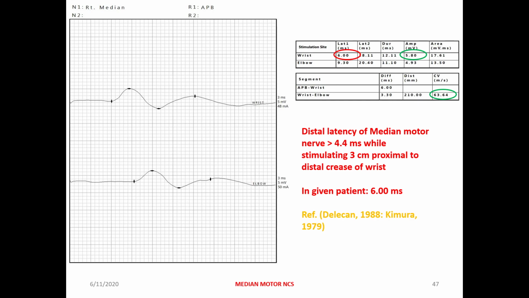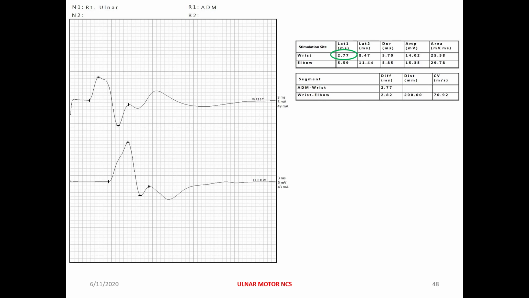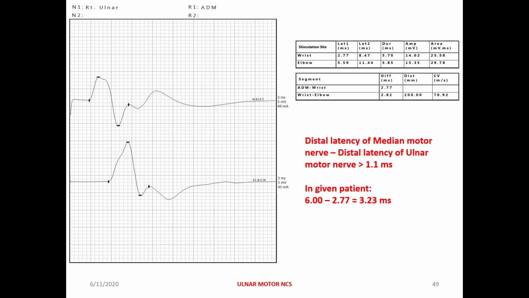Now, we have to check the ulnar nerve also. Clear? Because if the ulnar nerve is also affected, then it is not carpal tunnel syndrome. It is neuropathy that is commonly affecting the median as well as the ulnar nerve. So we took the ulnar nerve finding also, and that is 2.77. Now, how to identify the difference? The difference between the latencies of motor conduction of median and ulnar should not be more than 1.1 millisecond. In this example, 6 minus 2.77 is 3.23 milliseconds, which is definitely more than 1.1 millisecond. So it is suggestive of carpal tunnel syndrome.